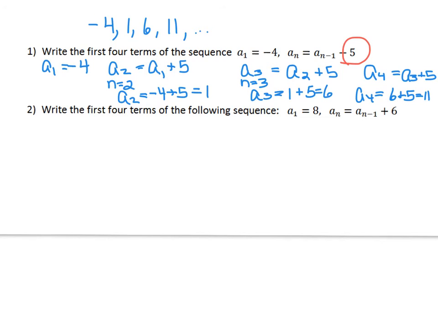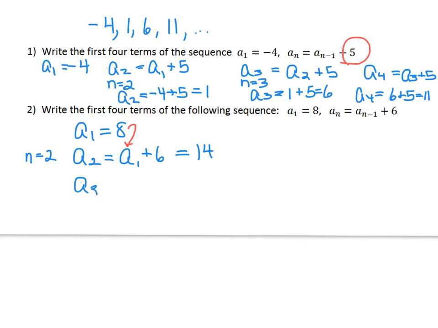A1 is equal to 8, so my first term is 8. To find the next term, A2, that means that right now n is equal to 2. So that's going to equal A, look at the subscript, 2 minus 1 is 1, plus 6. So I'm going to substitute 8 in for A1. 8 plus 6 gives me 14 for my second term.